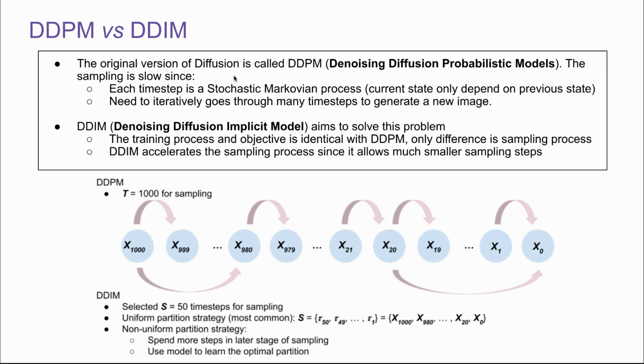The original version of diffusion is called DDPM, Denoising Diffusion Probabilistic Models. The sampling is pretty slow since each time step is a stochastic Markovian process. The current state only depends on the previous state, so we can't skip any state. And we need to iteratively go through many time steps just to generate a new image. Previously, we used 1000 as an example, and it sounds way too long. DDIM aims to solve this problem.